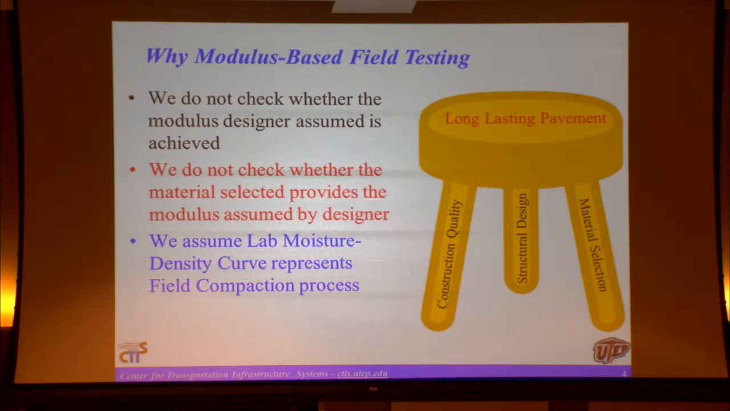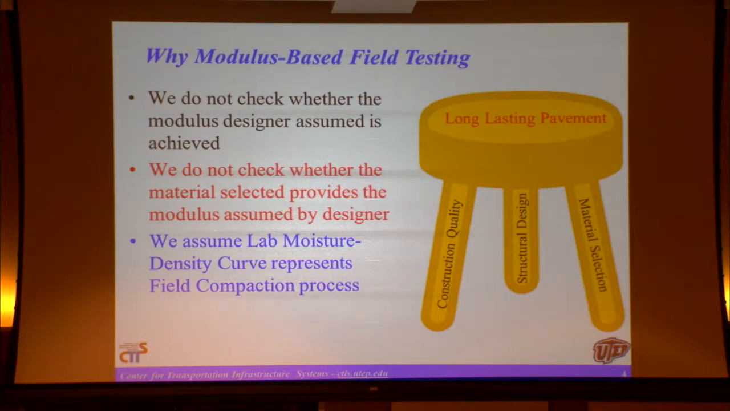Construction quality and material selection is broken as well, because essentially when we are using a moisture density device, we are just basically buying the material by the kilo. We don't care what the modulus is. We just basically, the denser the better, right? That's buying material by the kilo.